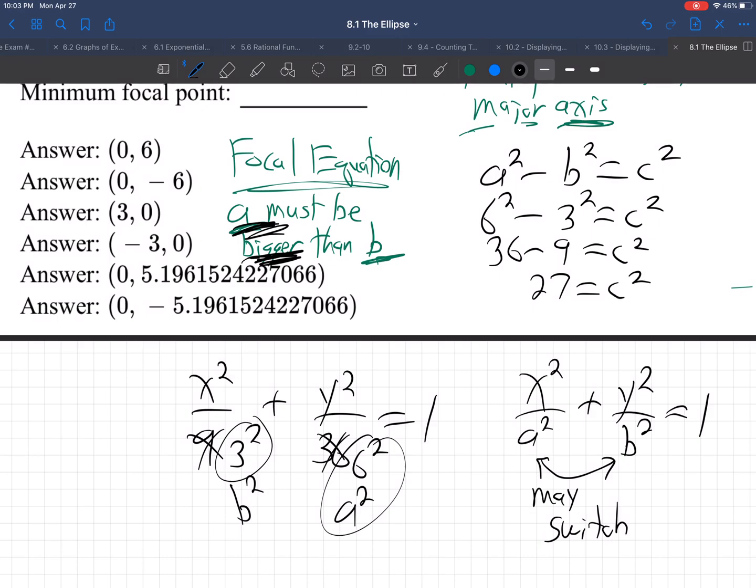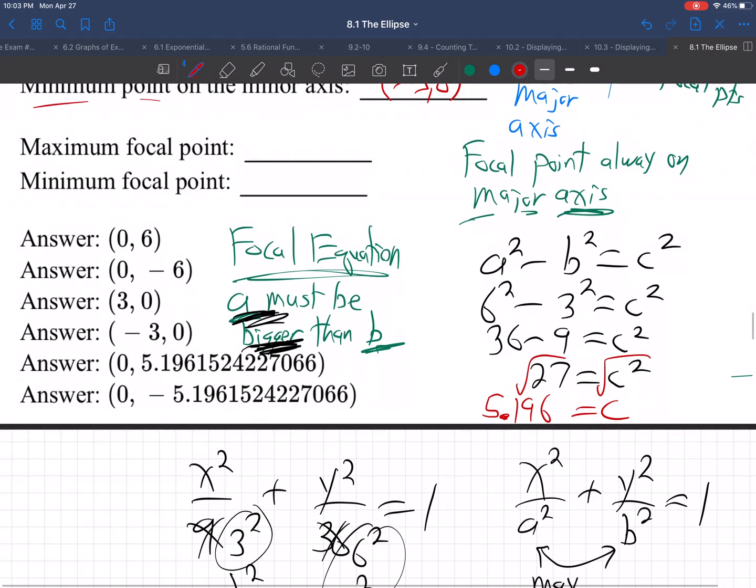Now, how do you finish solving for C there? You square root both sides, right? Square root of 27, take out your calculator. I'm getting 5.196. It goes on and on, but I'm sure that's enough accuracy right there. Now, okay, great, what is that? That's C.